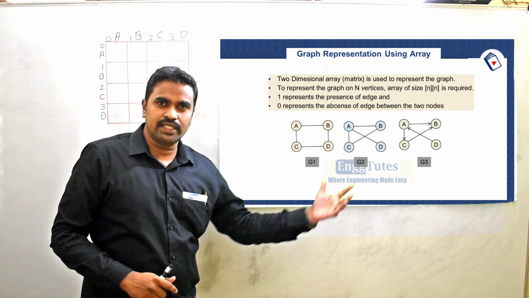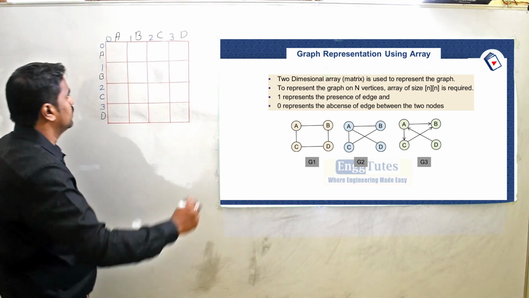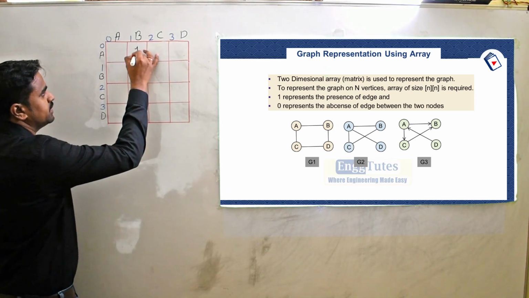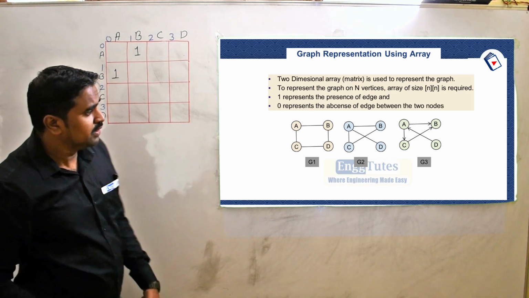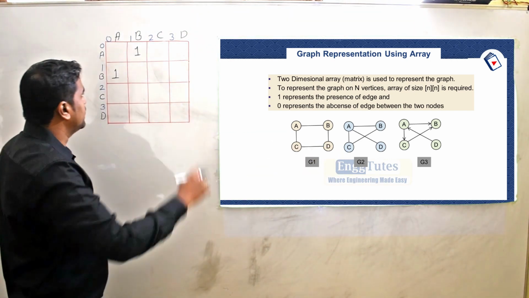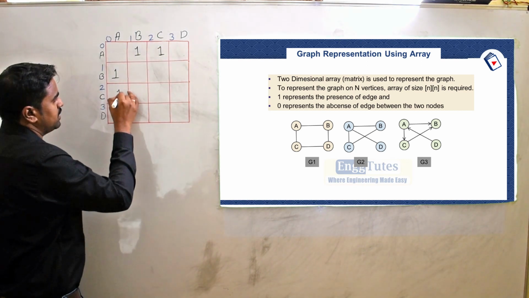So let's plot the graph. Okay? So there is an edge between A to B. So A to B there is an edge, and B to A again there is an edge, because this is an undirected graph. Then again there is an edge from A to C. Yes, A to C there is an edge, that means C to A again there is an edge.